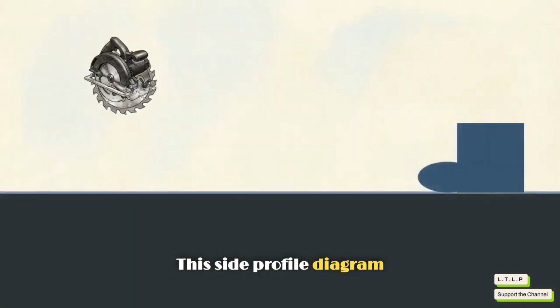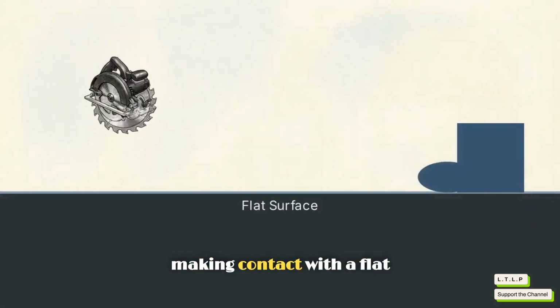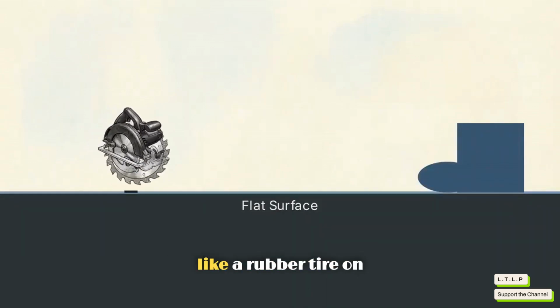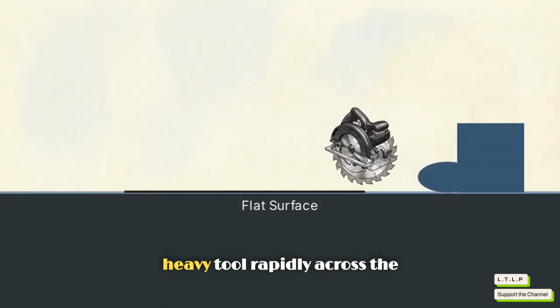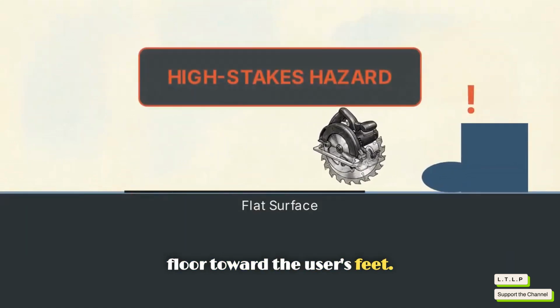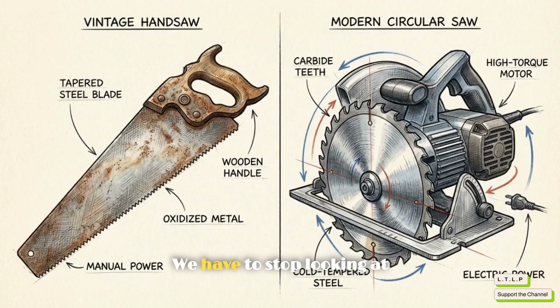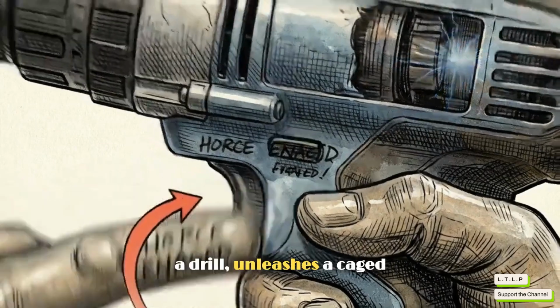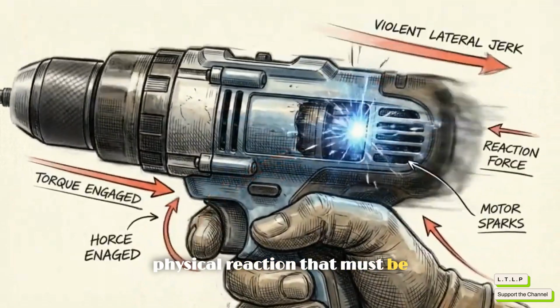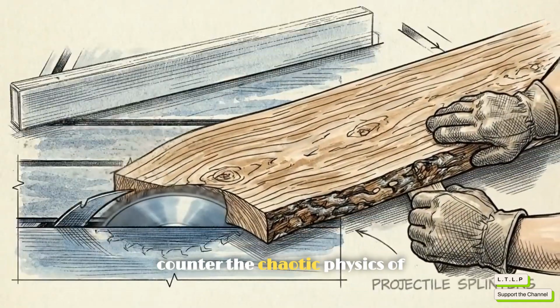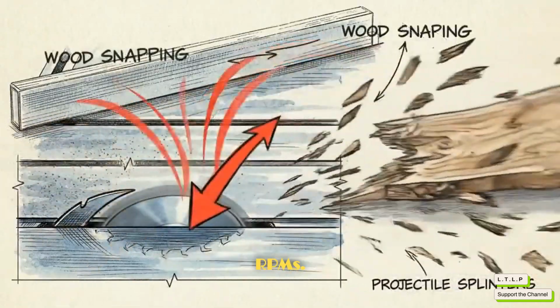This side profile diagram shows those circular saw teeth making contact with a flat surface. The moment the spinning steel bites in, it acts exactly like a rubber tire on pavement, propelling the heavy tool rapidly across the floor toward the user's feet. Bypassing engineered safety gear actively weaponizes the machine's stored kinetic energy against the user. We have to stop looking at power tools as heavy hand tools. Pulling the trigger on a saw or a drill unleashes a caged physical reaction that must be managed through friction, torque, and leverage. Human reflexes are too slow to counter the chaotic physics of a machine spinning at 5,000 RPMs.